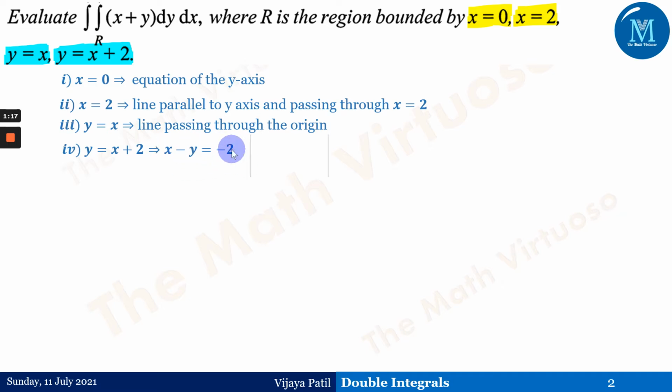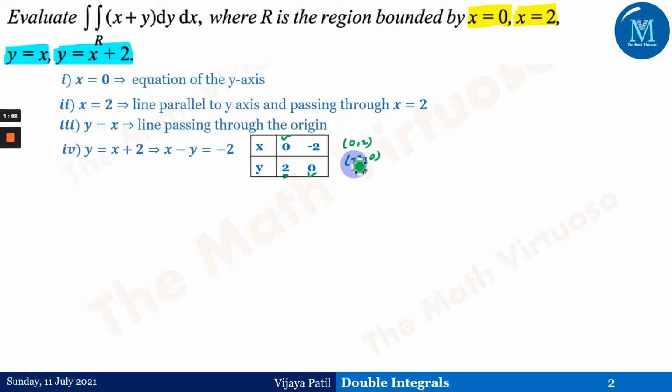Why are we rewriting it? Because we wanted to find out the points of this particular line. So in x minus y equals minus 2, if I put x equals 0, we'll get y equals 2. And if we put y equals 0, then we'll get x equals minus 2. These are the two points. That means we'll get the two points 0 comma 2 and minus 2 comma 0.